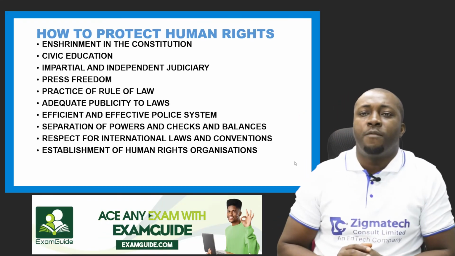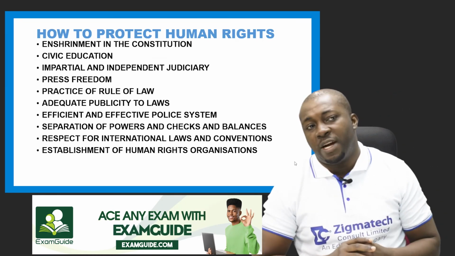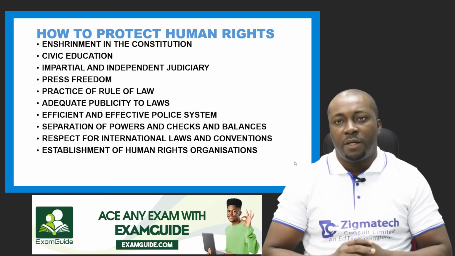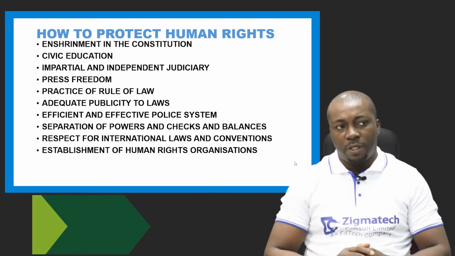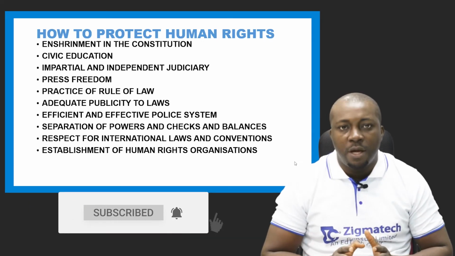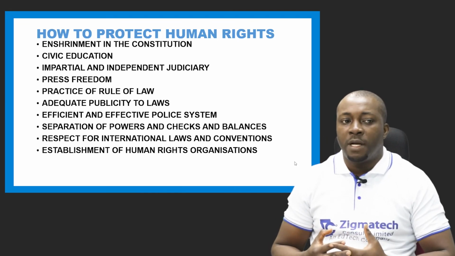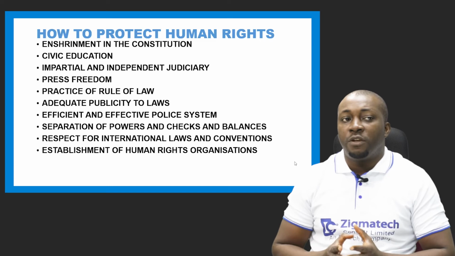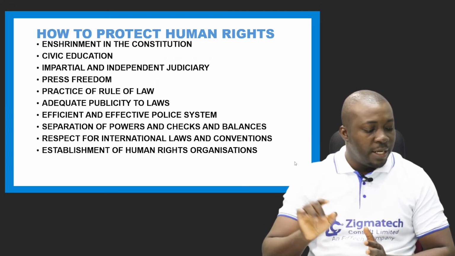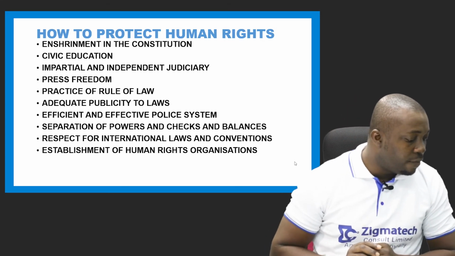Now, let's look at how we can protect human rights, because it's very necessary that human rights are protected. Number one is enshrinement of human rights in the Constitution. That is, human rights should be made part of the provisions of the Constitution of a country, so that violation of human rights will be treated as violation of the fundamental law of the land, and people can easily have recourse to their rights and reference it in case of violation.